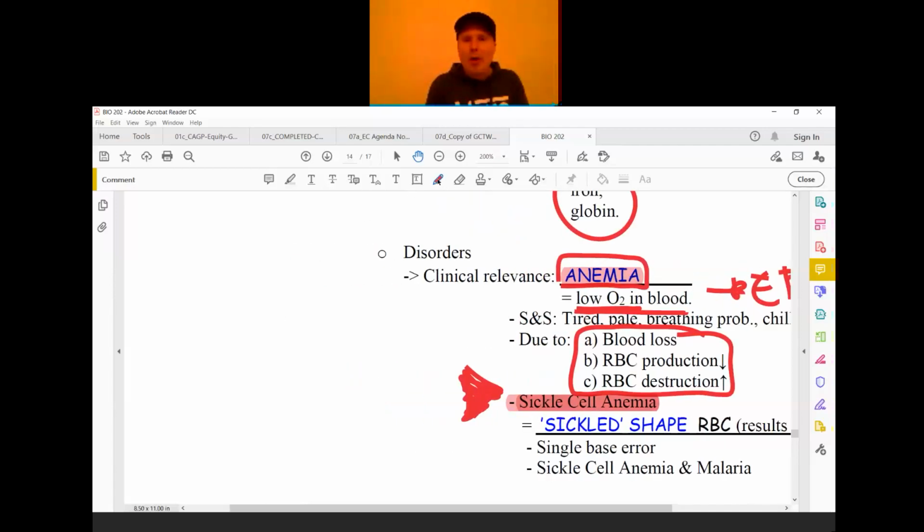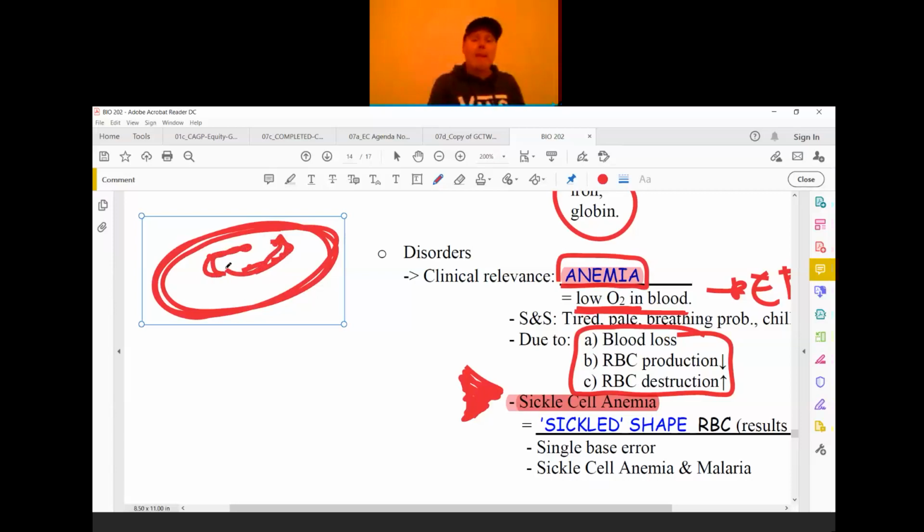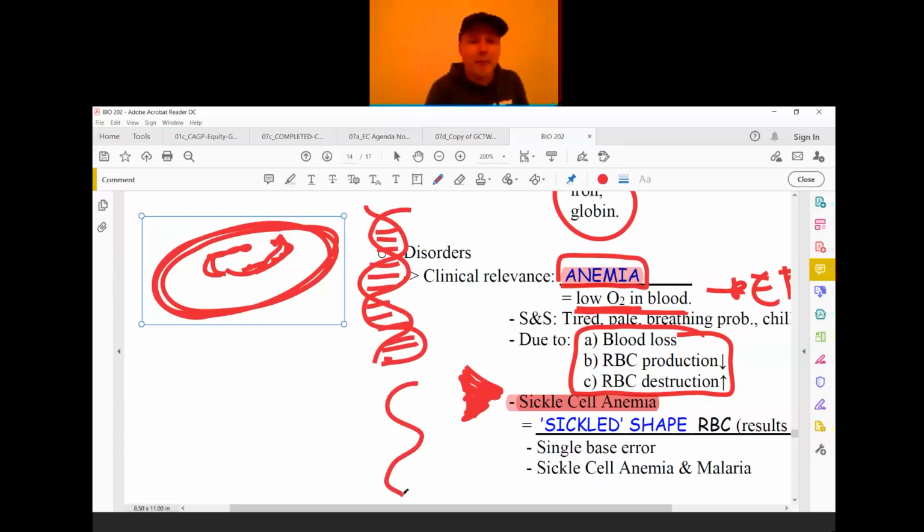So we saw earlier on that a normal red blood cell was this flattened disc that had a depression in the middle, right? Well, this is what gets coded in DNA. The amino acid chain that gets produced as a result of this DNA code makes this nice flattened disc shape for the red blood cell.